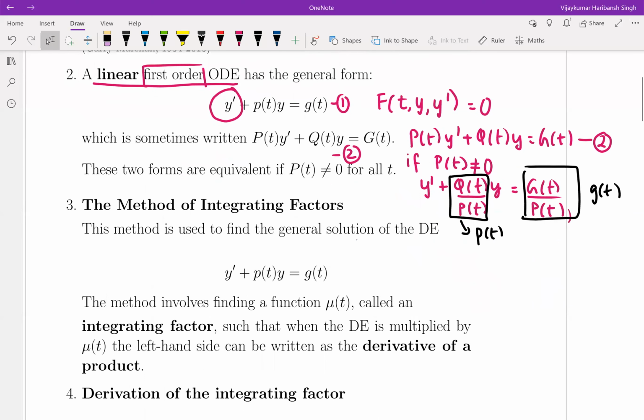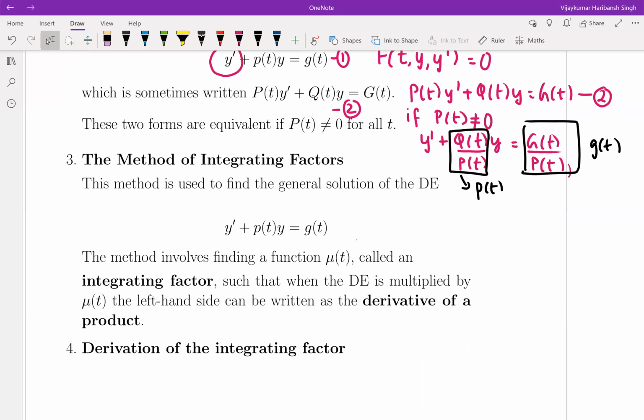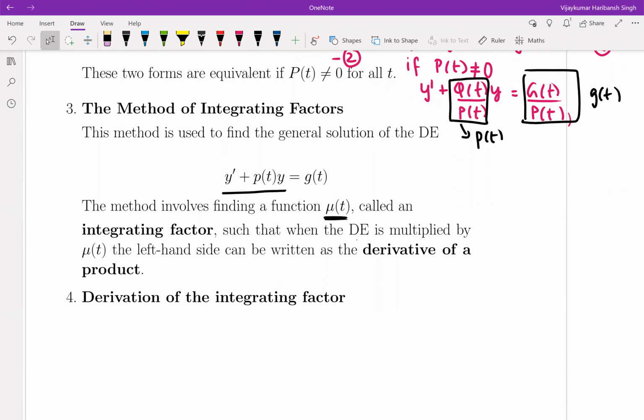Now, what is this method of integrating factors? In this method, we are interested in solving y prime plus p of t y equals g of t, a first order linear differential equation. And it involves multiplying it by a function throughout. Let's call that function mu of t. So first we need to find what mu of t is and multiply it throughout. After multiplying by mu of t, the left-hand side of this differential equation becomes a derivative of a product. Let's see this in detail.